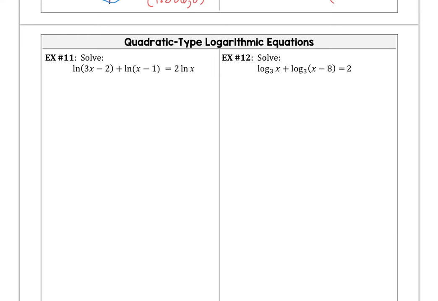In 11 and 12, we're going to look at the same type of feature where there's quadratic type log equations. So multiplying the left side, natural log of 3x minus 2 times x minus 1 is equal to the natural log of x squared. When the logs are the same, so the natural log on the left and the natural log on the right, that tells us that our arguments are equal.